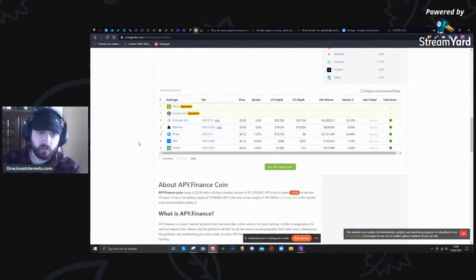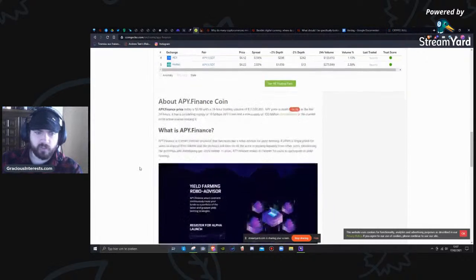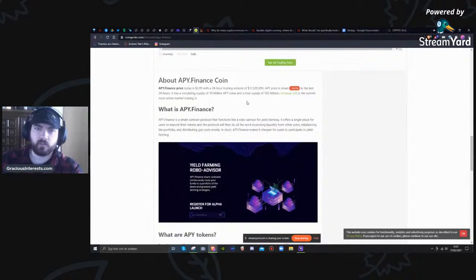Exchanges on eToro, Crypto.com, Uniswap, Balancer, Bilaxy. So on a few decentralized exchanges, naturally, because it's a token and the hashtag itself indicated that it was connected to DeFi. It's present. About APY.Finance coin.